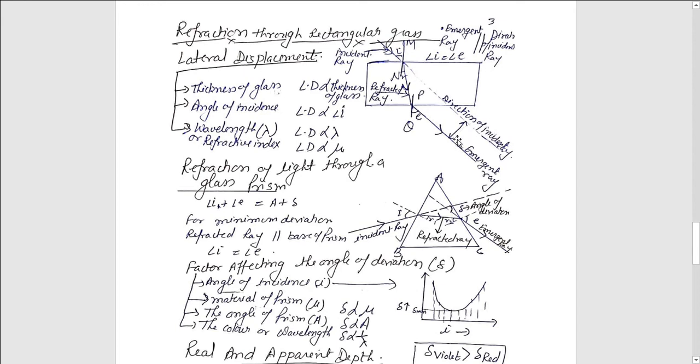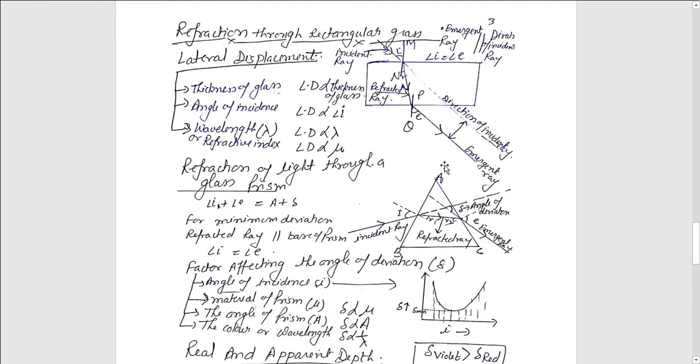The perpendicular distance between the direction of the incident ray and the emergent ray is known as lateral displacement. You need to mention it, lateral displacement. Lateral displacement depends on a few factors. Thickness of glass slab: lateral displacement is directly proportional to the thickness of the glass slab. Angle of incidence: lateral displacement is directly proportional to the angle of incidence. Wavelength: lateral displacement is, sorry student, inversely proportional. It is not directly, it is inversely. And the refractive index, directly proportional.